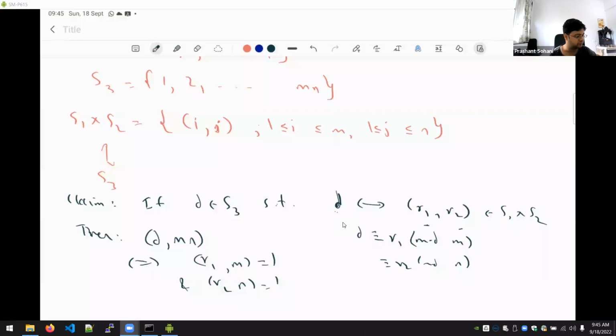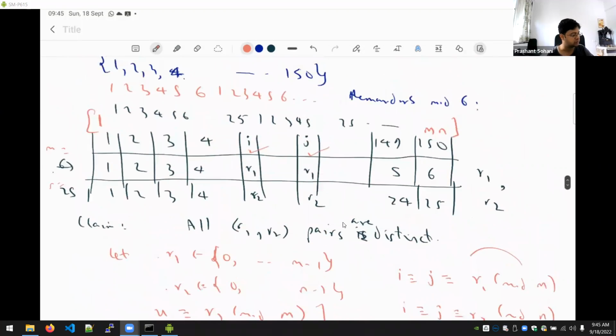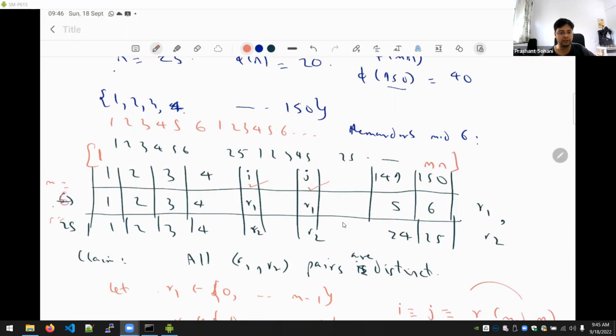Okay, so just to understand what we are claiming here, going back to the example of 6 and 25. In the first row, we mark all the numbers which are coprime to 6, so basically all the occurrences of 1 and 5. And in the second row, we mark all the occurrences of numbers which are coprime to 25. So those will be numbers like 1, 2, 3, 4, excluding all the multiples of 5. So our claim is that only if both these rows are marked, then the corresponding number at the top will be coprime to the product mn. That is our basic claim.